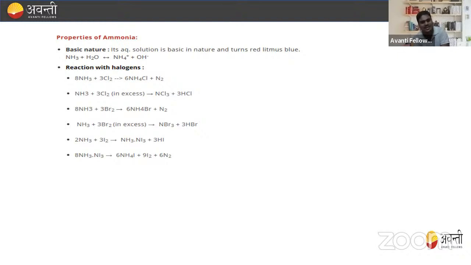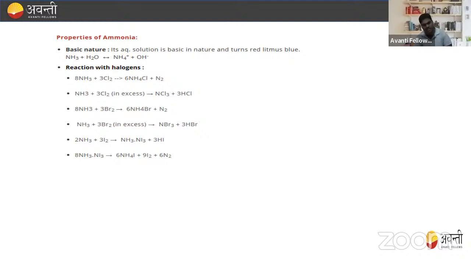Similarly, when NH3 is treated with Br2, it will form ammonium bromide. But when excess Br2 is taken, it will form NBr3. Similarly, when it is treated with I2, it will form NI3 plus 3HI, right? So these are the reactions with the halogen. Very important reaction: that is what happens when ammonia is treated with halogen.